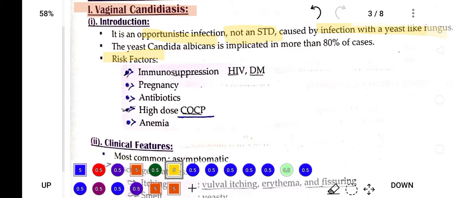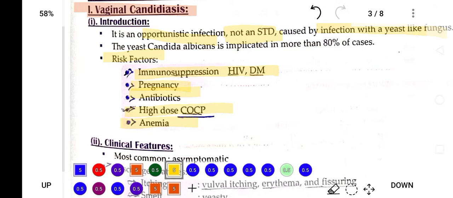Now the risk factors for this are immunosuppressed patients like patients with HIV, pregnancy, antibiotic use, high dose of combined oral contraceptive pills, and anemia. These are risk factors for development of vaginal candidiasis.